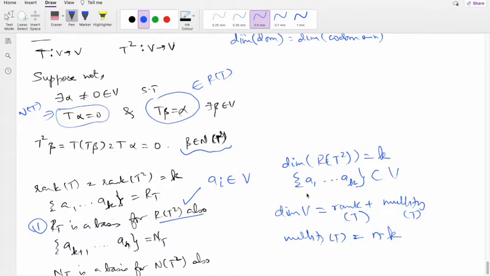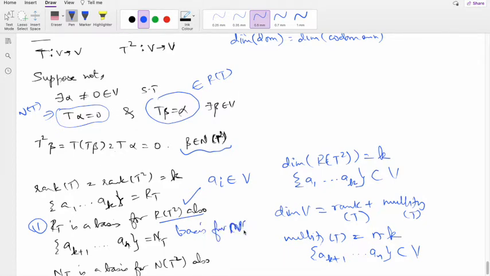Now these vectors are also part of the vector space V, right? So a k plus 1 till a n are also part of this vector space V, right? Which span the null space of T. So hence, it's a basis for your null space of T, right?